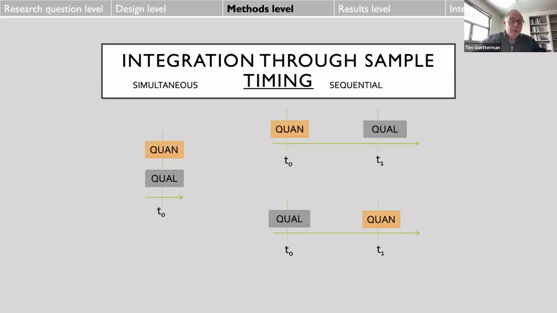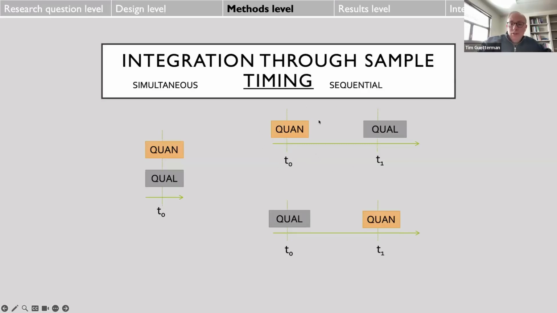And that's okay. That would be one way to approach mixed methods, something that might be done in a convergent design. We're going to sample individuals, and then we're going to proceed with data collection among those individuals. We could also think about more of sequential timing.